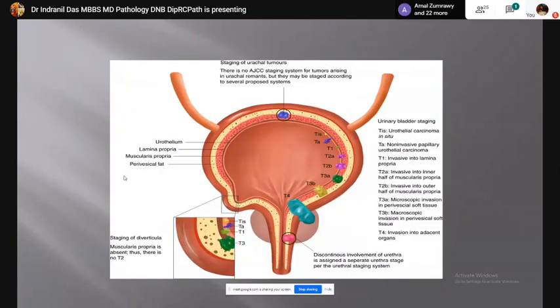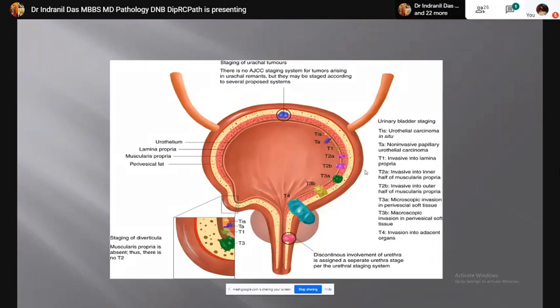Now, this is the staging of urinary bladder tumors. The Tis is for in situ carcinoma, a flat lesion I will discuss, and Ta for papillary lesion. Then T1 for invasion into lamina propria. T2 if the muscularis propria is involved.